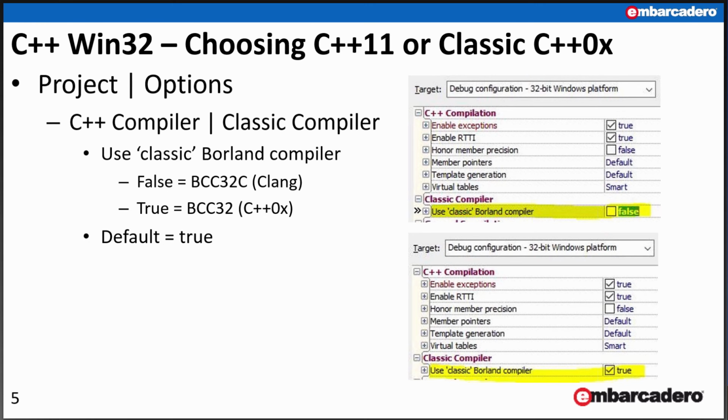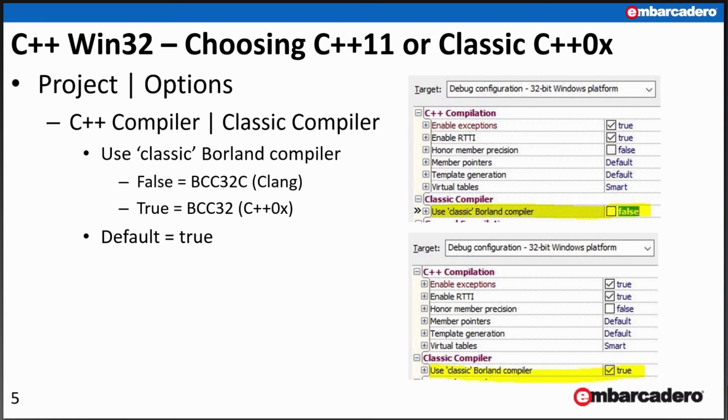It's easy to switch for Win32 C++ using the Classic compiler or the C++ 11 compiler. There's an option in the project options C++ compiler under Classic compiler. If you set that to false, it'll use the Clang enhanced compiler. If you set that option to true, and it's true by default, it'll use the Classic compiler. So if you want to use the full C++ 11 language that we support, just turn off the use Classic compiler in your existing projects.